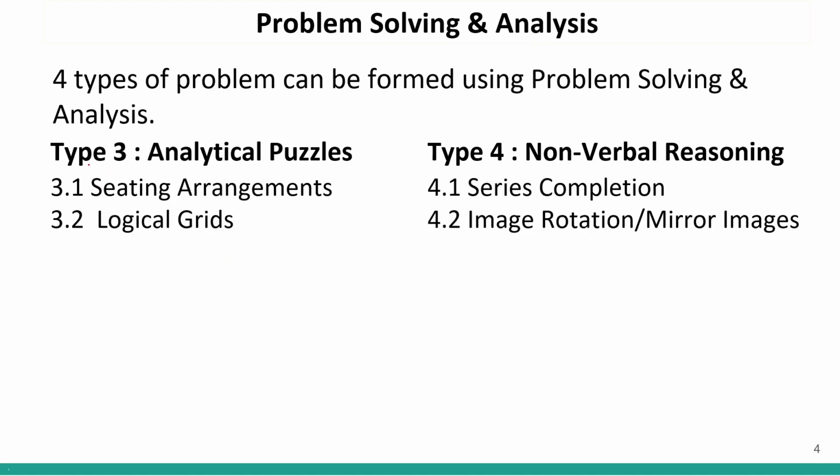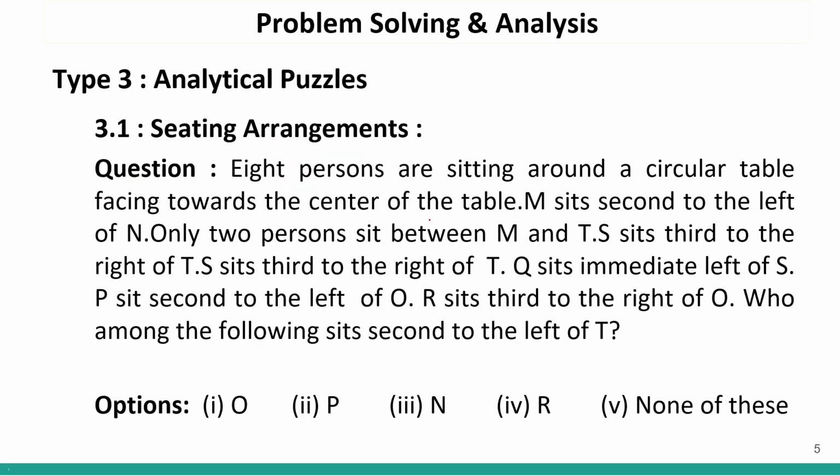In today's class, we will continue by discussing type 3 and type 4. Type 3 is analytical puzzles. Analytical puzzles, there are two types of questions that can be formed: seating arrangements and logical grids. Then we have a type 4, which is non-verbal reasoning. Non-verbal reasoning basically means we have to deal with pictures and figures. So this is what you mean by non-verbal reasoning. So in this, we will study series completion and image rotation and mirror images.